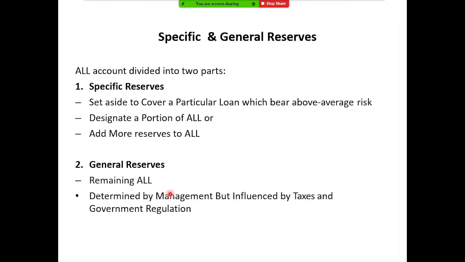And general reserves is the common, remaining allowance for loan losses. So the amount of specific reserves and general reserves is determined by the management, but is influenced by the income tax rate and government regulations.